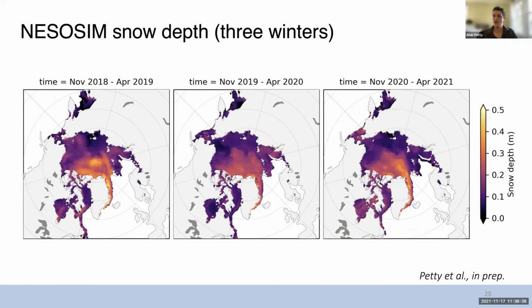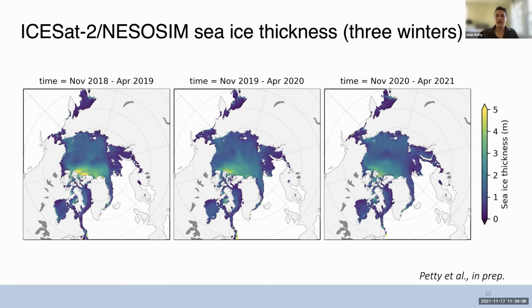Here's what NESOSIM, our snow depth, shows, and there's again some significant variability from one year to the next. So maybe higher snow in that first winter, lower snow in the middle, and increased again in the most recent winter. Again, we do expect snow to vary a lot from one year to the next, which is why we need to use these models, not just a simple constant, which previous missions have had to rely on. And then this is the resultant sea ice thickness, bringing this all through. The first winter is on the left, the middle is the second winter, the right is the most recent winter.